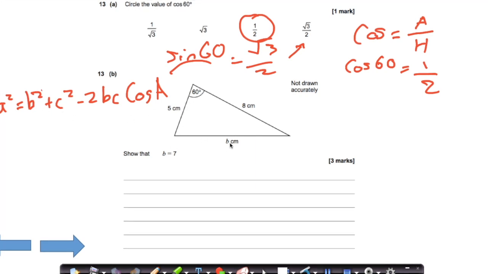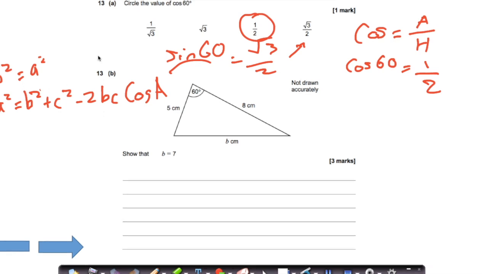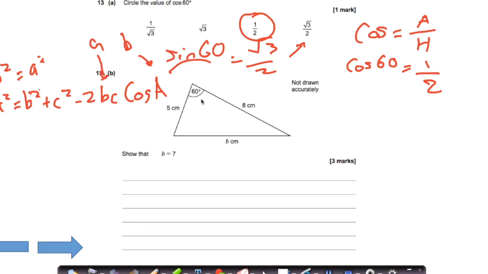We could rearrange this to make b squared on itself. So we could change these letters to maybe put b over here, which would be fine, because you could say b squared equals a squared plus c squared. But then you would have to, of course, remember that this letter would turn into an A, and the angle would be cos of B this time. So the angle opposite B. As long as you've got the angle opposite B in your cos A, you'll be all right.